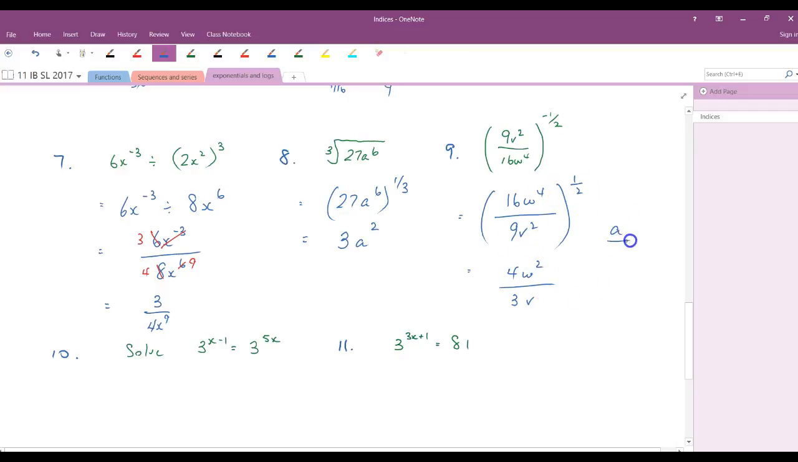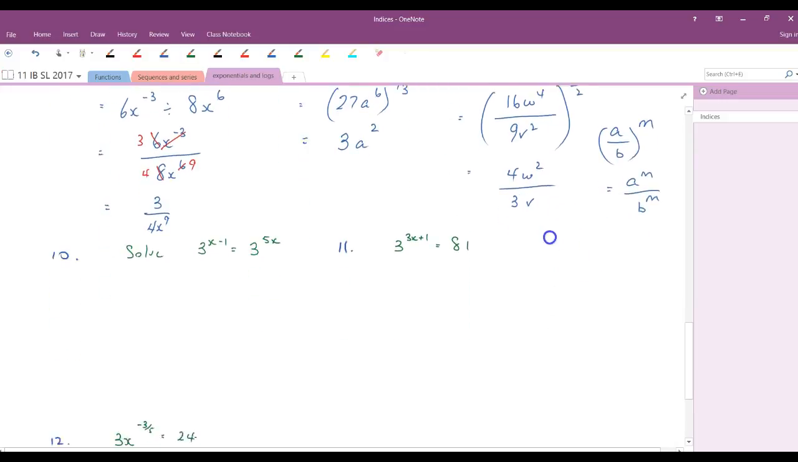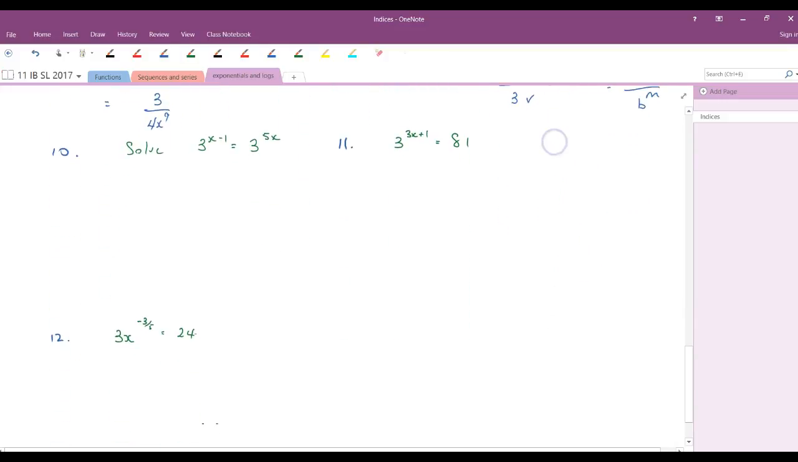Just generally, if you've got a over b to the power of m, then that's a to the m over b to the m. You can always take the brackets out, just take your numerator to that power and take your denominator to that power and deal with them separately. That's all we've done here. We've taken the numerator to that power, 4w squared, taken the denominator to that power, 3v, kept it as a fraction. Okay, I've got questions 10, 11, 12 to finish off.